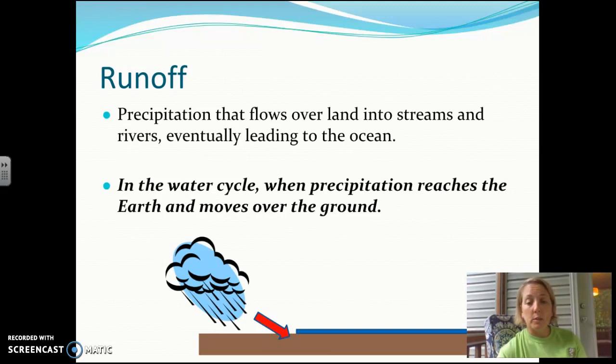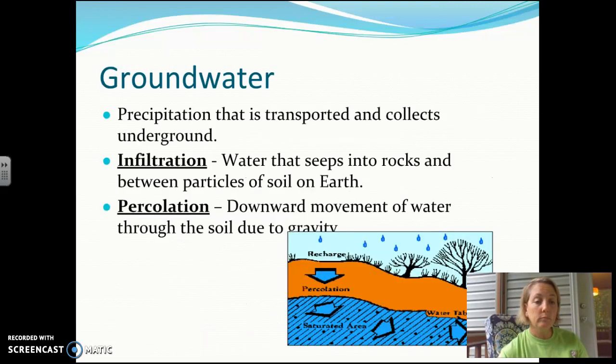In the water cycle, when precipitation reaches the earth, it moves back over the ground. That's called runoff. From this runoff, we get groundwater. So it's precipitation that is transported and collects underground, through a process called infiltration, water that seeps into rocks and between particles of the soil. And percolation is the downward movement of water through the soil due to gravity. So automatically groundwater will seep into the ground and fill in spaces, and then percolation will be where gravity takes over, pulling it deeper down into the soil.